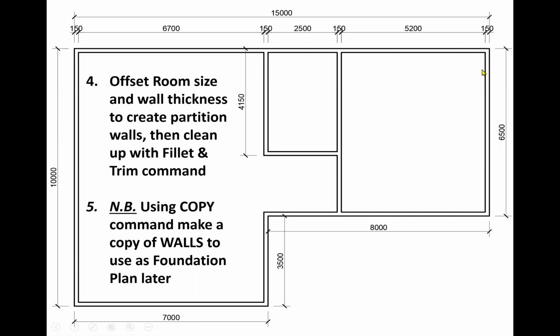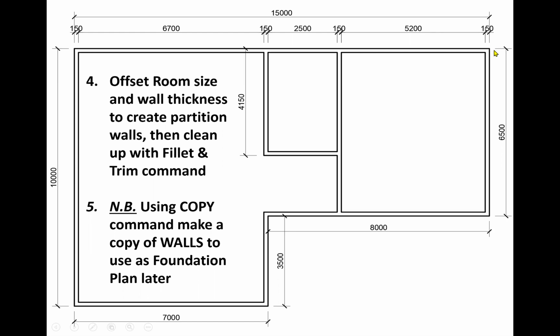And we need to offset these distances that we're seeing up here. So we will first offset 5,200, then 150, 2,500, then 150. And then we'll proceed to offset this 4150 and then the 150 above, okay? All right, so these are the measurements that we will be working with.